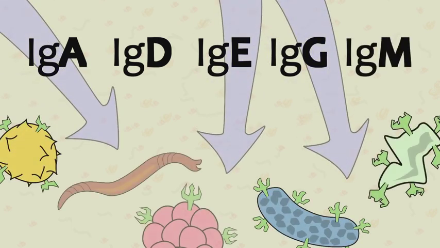Immunoglobulins come in 5 basic types: IgA, IgD, IgE, IgG, and IgM. Each type targets a specific type of antigen, which determines the wide chain structure of each type of IG.